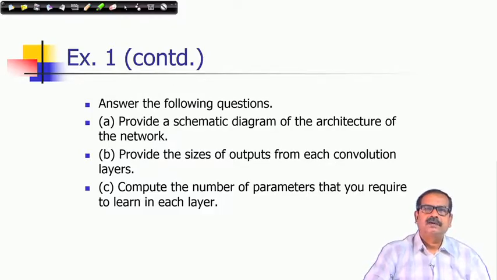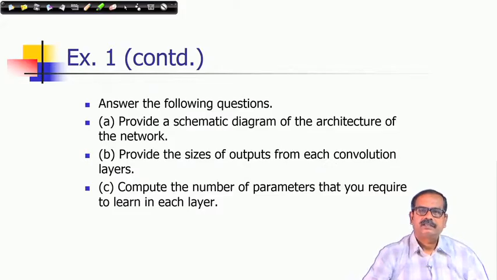So, the problem here is that we have to provide a schematic diagram of the architecture of the network, provide the sizes of outputs from each convolutional layer, and compute the number of parameters that you require to learn in each layer. So, let us see how we can compute all these things which have been asked here. So, let us consider the architecture, a schematic diagram of the architecture itself.